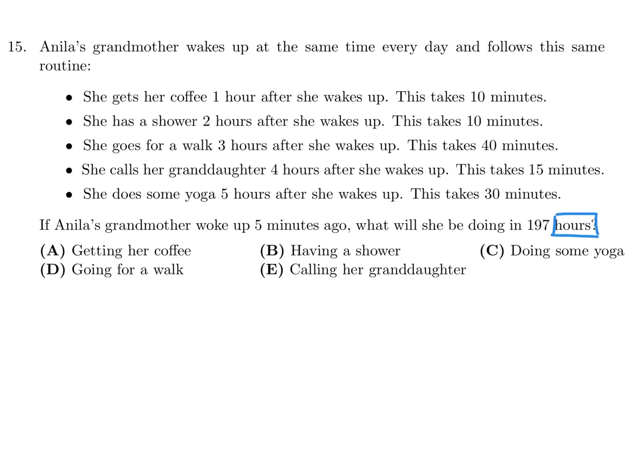Okay, 197 hours. Well, it looks like every day she has the same routine. So every 24 hours, which is a day, it'll be exactly the same. So how many 24-hour cycles is that? 24 times what? I think 24 times 8. And then you're still going to have 5 hours left over. So these guys, it'll end up at the same point. And then we just have to figure out after another 5 hours.